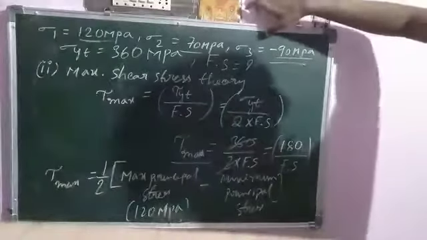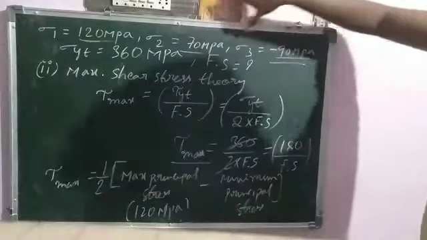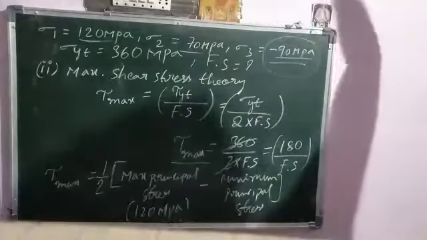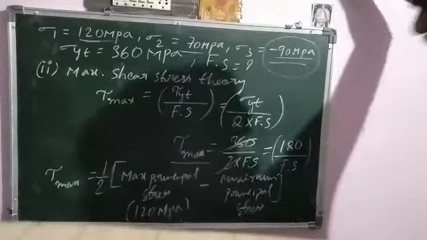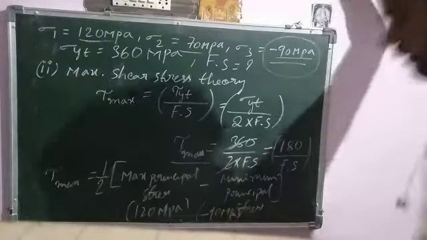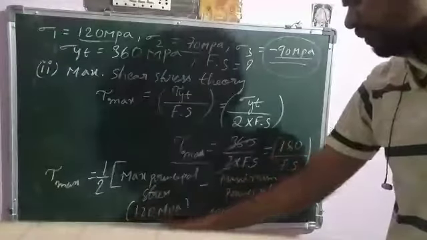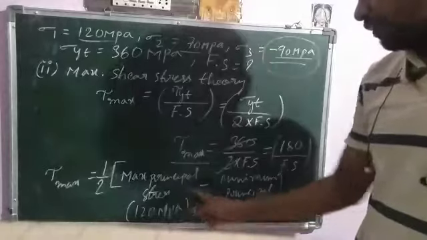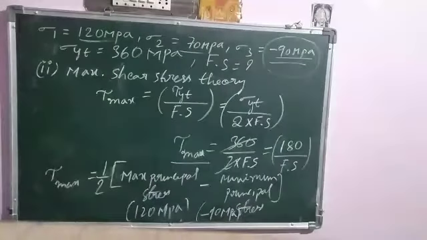Similarly, what is the minimum principal stress here? The next values are 70 MPa and minus 90 MPa. So this is the minimum, because of the negative sign. So the minimum principal stress is minus 90 MPa. Subtract the minimum principal stress from the maximum principal stress.